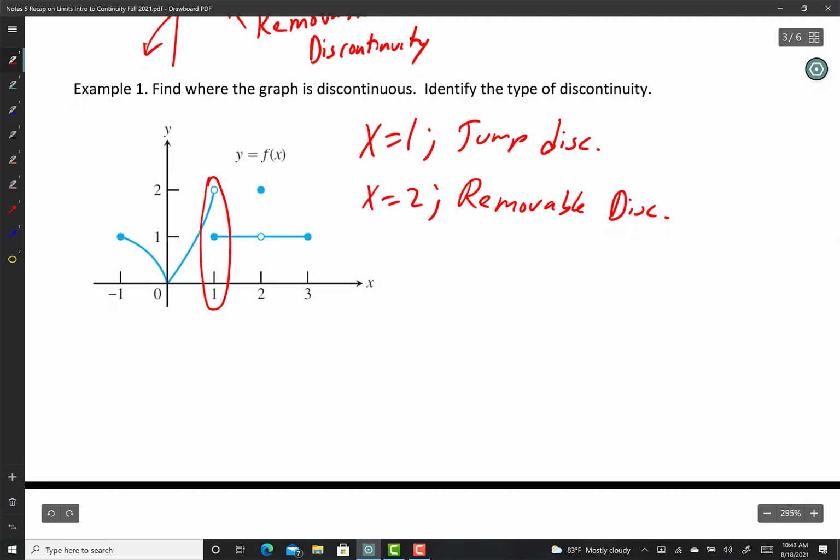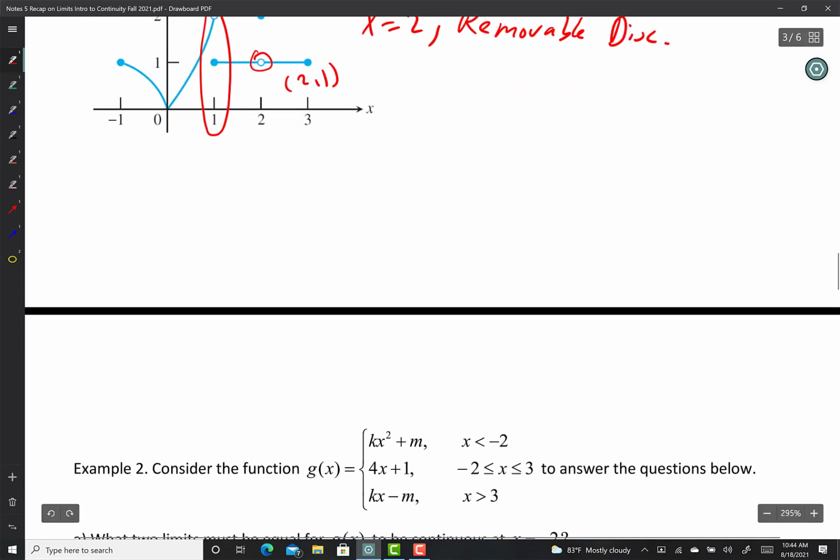Removable is a hole. Removable discontinuity is a hole. Cool. So you know how for x equals 1, you circle where it jumps? For x equals 2, you just circle that one right there. If they ask you where are you discontinuous, you would say at 2, 1. And at x equals 1, there's a jump. So you have a hole at 2, 1.